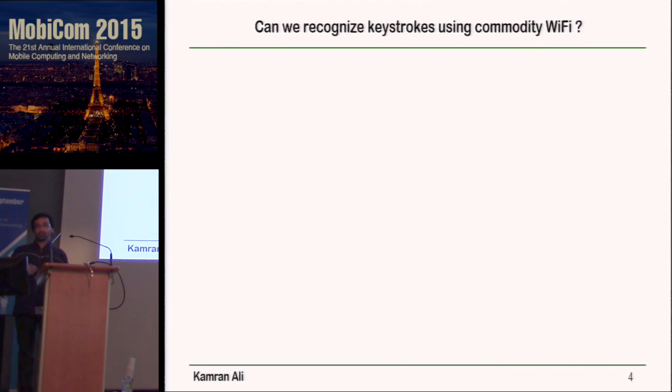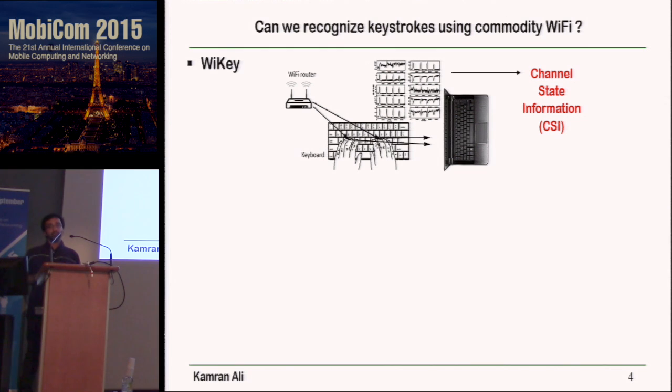We, on the other hand, ask the question: can we recognize keystrokes using commodity Wi-Fi devices? And the answer is yes. We propose YKey, which is a keystroke recognition scheme which uses channel state information extracted from commodity Wi-Fi devices to recognize keystrokes. So YKey is based on two key observations.